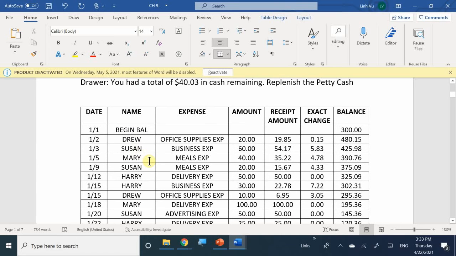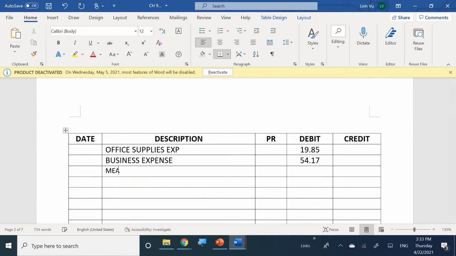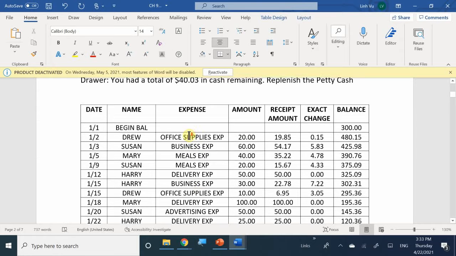Meals expense. We got meals expense. That means someone decided to pay, the boss decided to pay for lunch. How much? $35.22. So meals expense for 35 and 22 cents. Okay. What else happened?